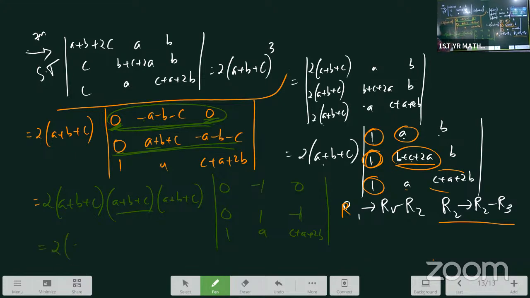See here, 2 into a plus b plus c, 3 times I am having, so whole cube. Now expand the determinant with the first column, plus minus plus. So anyway 0 into anything is 0, 0 into anything is 0. Now that is plus 1 into, leave the row and column it is present in. See, leave the row and column it is present in, I said.